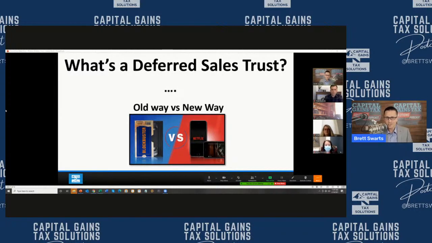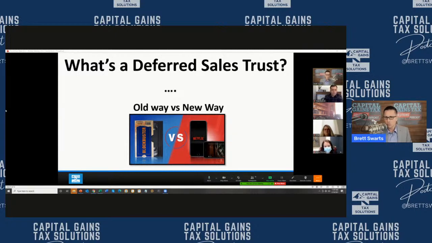Okay, so let's start with the basics. What is a deferred sales trust? Well, a deferred sales trust is just an installment sale. So if I come to Kyle and say, hey, Kyle, I want to buy your $10 million apartment complex, would you carry back paper? Would you become the lender? Imagine Kyle owns that free and clear. Well, in that scenario, he can do that. It's called an installment sale.